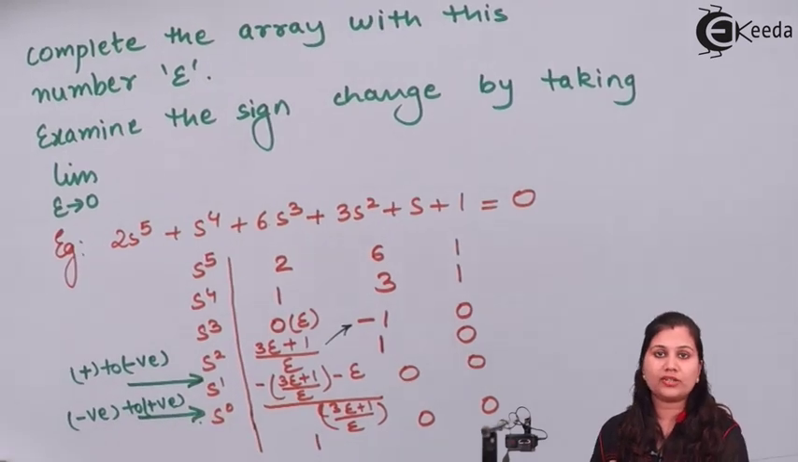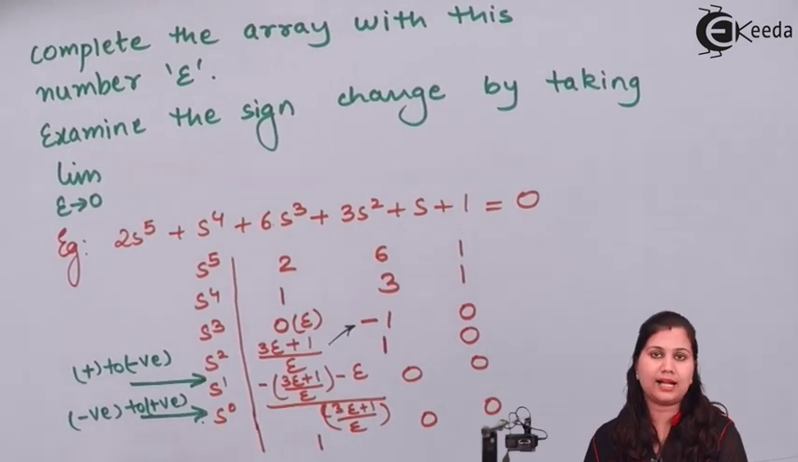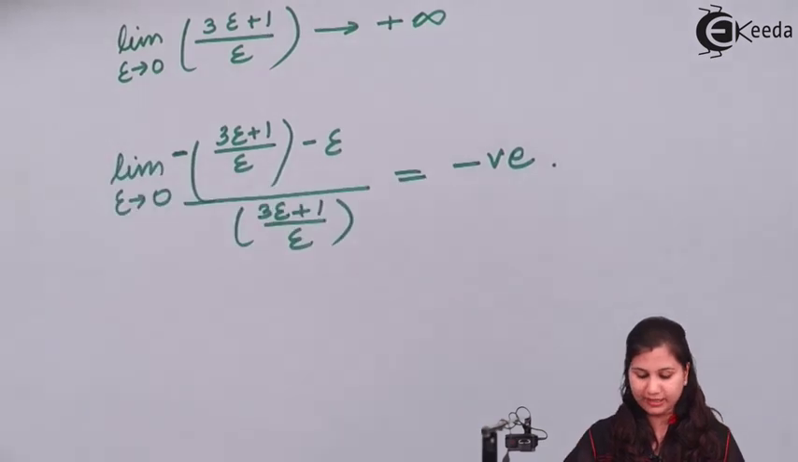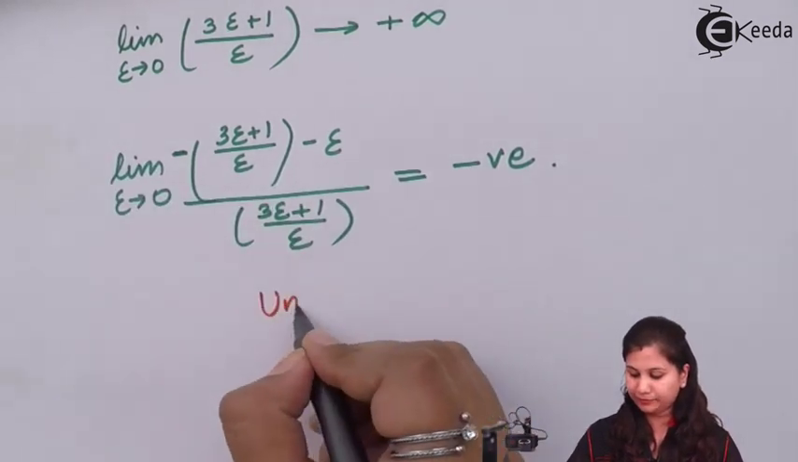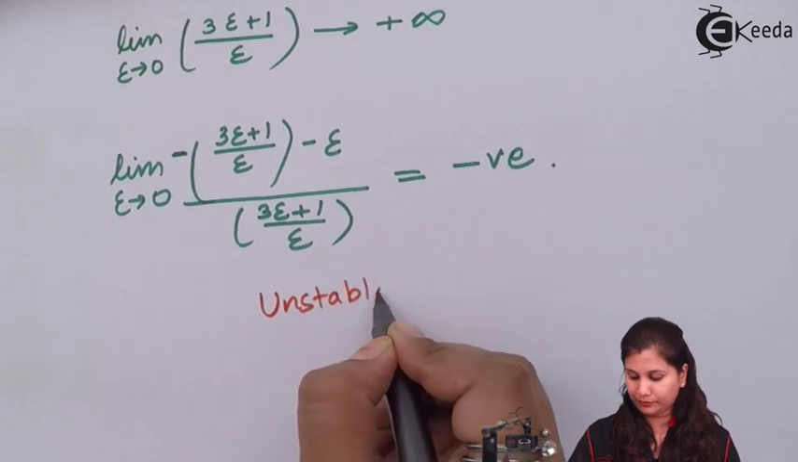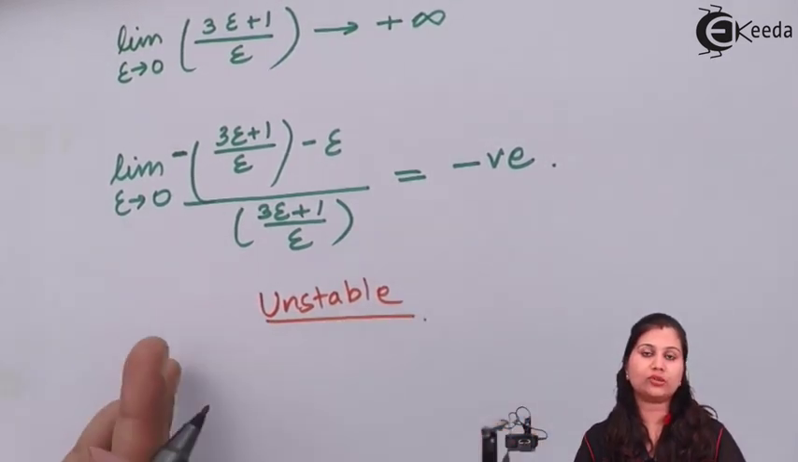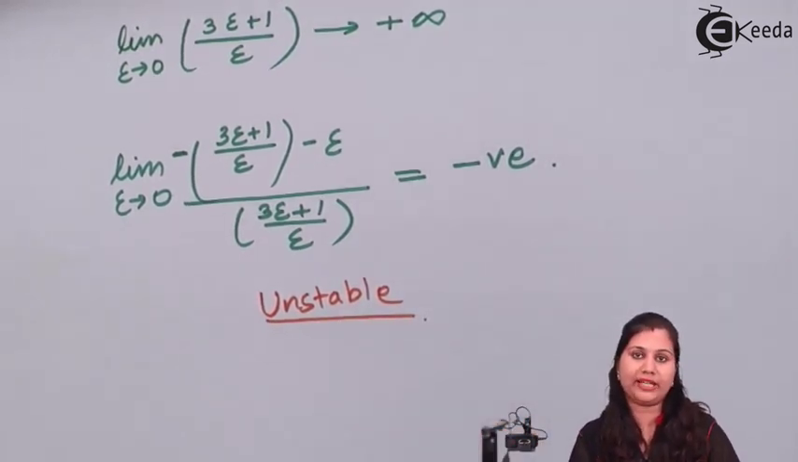So two sign changes means the system is unstable. So we are getting the system as unstable because there are two sign changes, so two roots are lying on the right half of the S plane, so the system will be unstable.